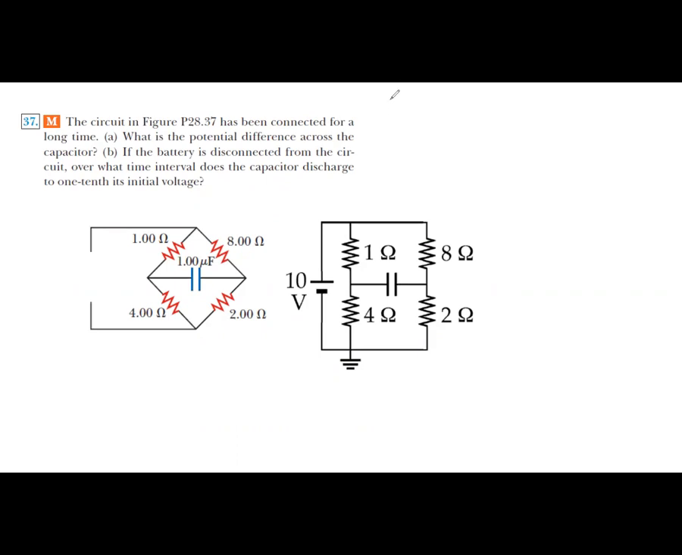It means how much time I need for the capacitor to lose its voltage, so that V at the time t will be V initial divided by 10. Okay, I need to find the time.